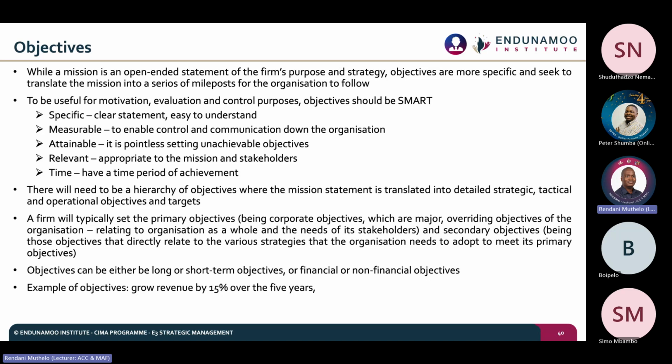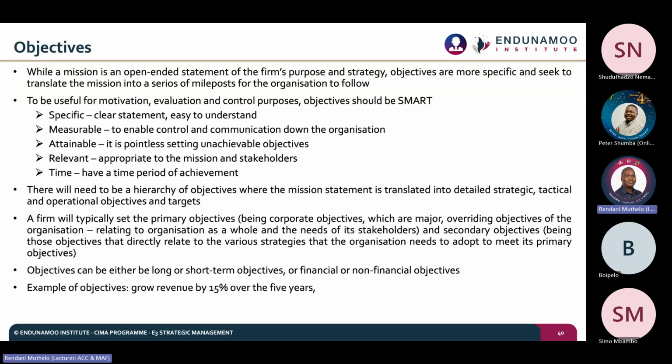Do you see how objectives are looked at? And maybe if we go down quickly, the one I gave there says grow revenue by 15% over the 5 years. All right. One, is it specific? Yes, I'm not growing profit. I'm not reducing cost. I am growing revenue. So that's clear. Is it measurable? Yes. Revenue is in rand terms, and when it grows, we can measure the percentage from 1 year to the other. So yes, that is measurable.